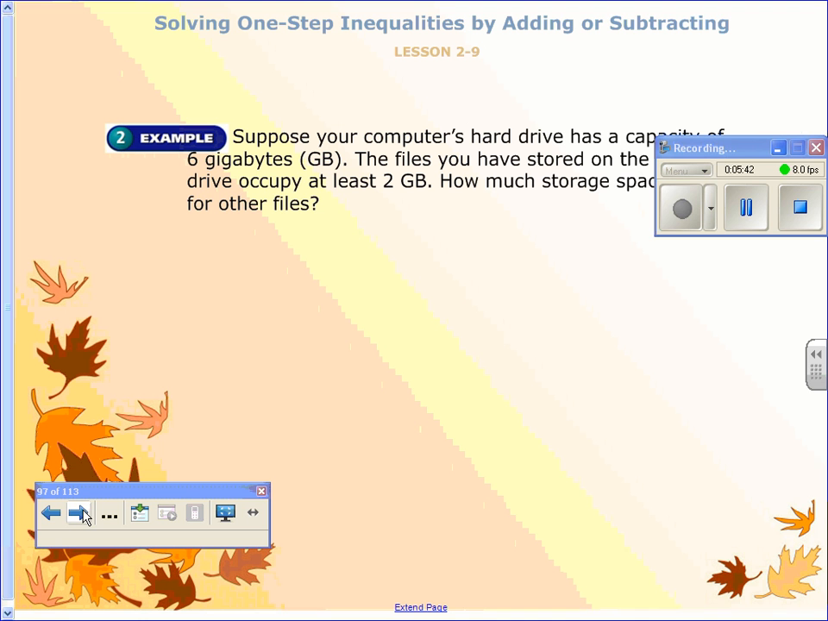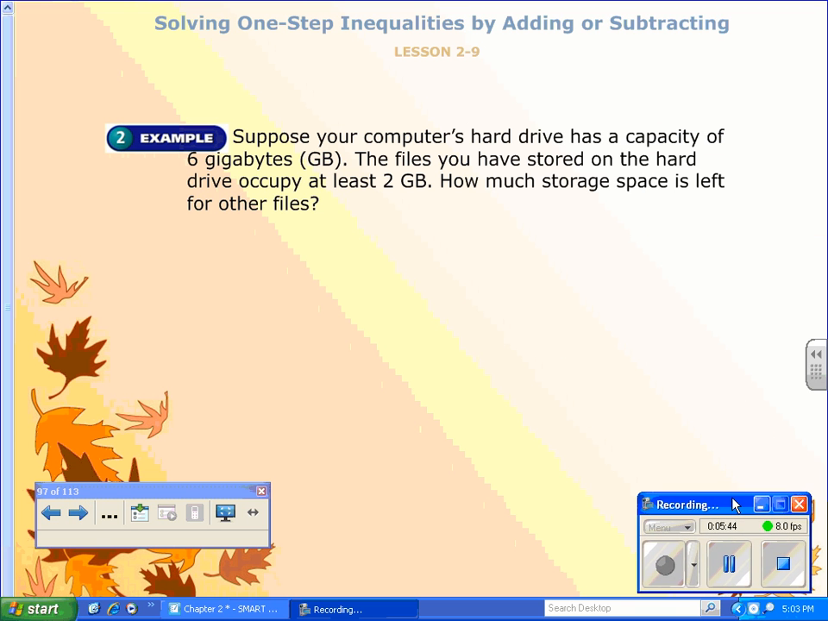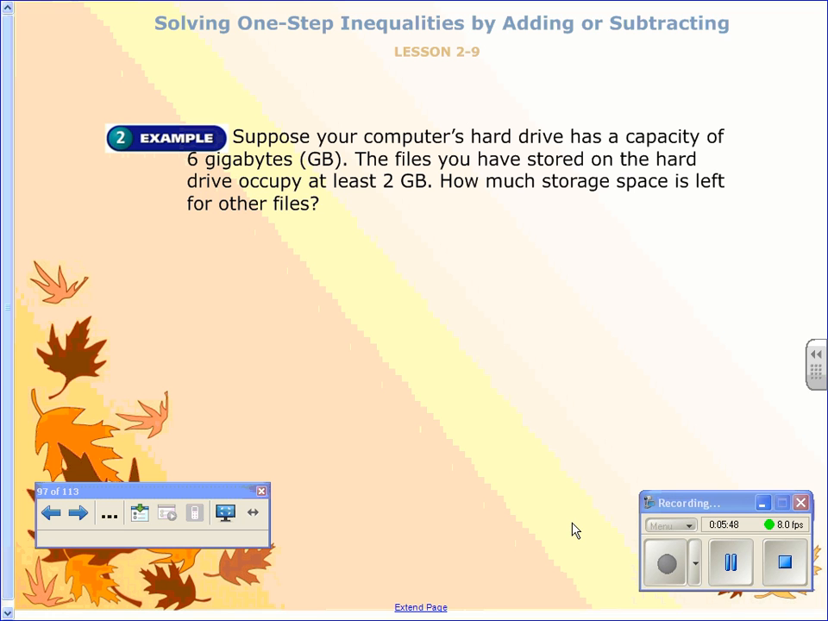All right, so now we have a word problem. Suppose your computer's hard drive has a capacity, meaning it holds 6 gigabytes. The files you have stored on the hard drive occupy at least 2 gigabytes. How much storage space is left for other files? So this time, they don't write it out for you. You are kind of left to figure it out on your own. But I will tell you this.